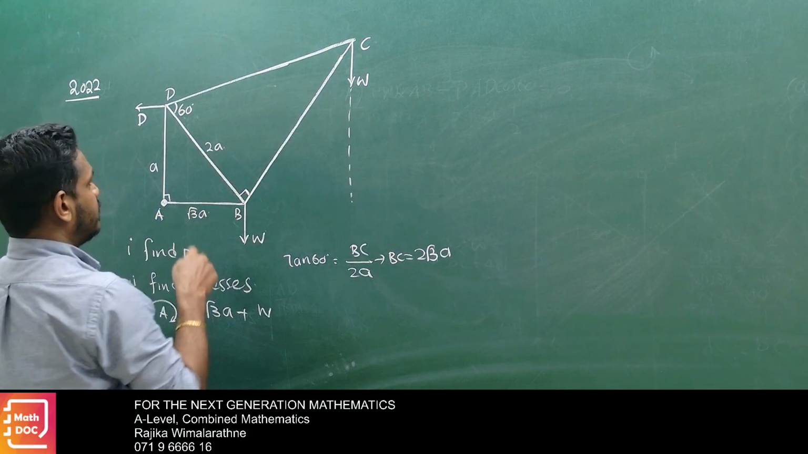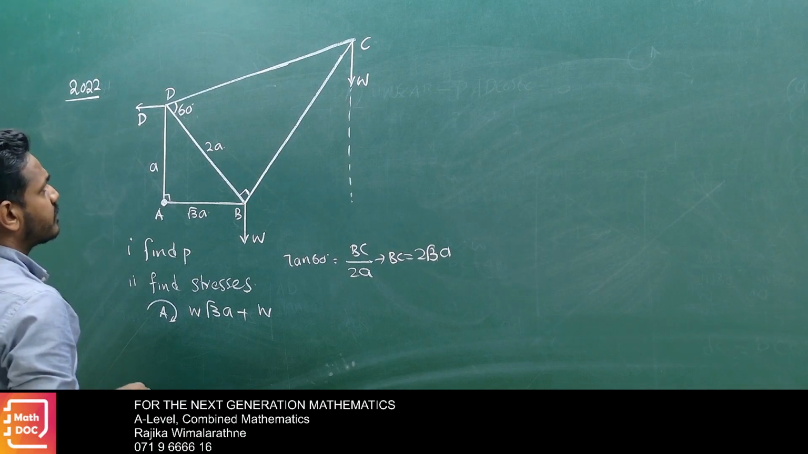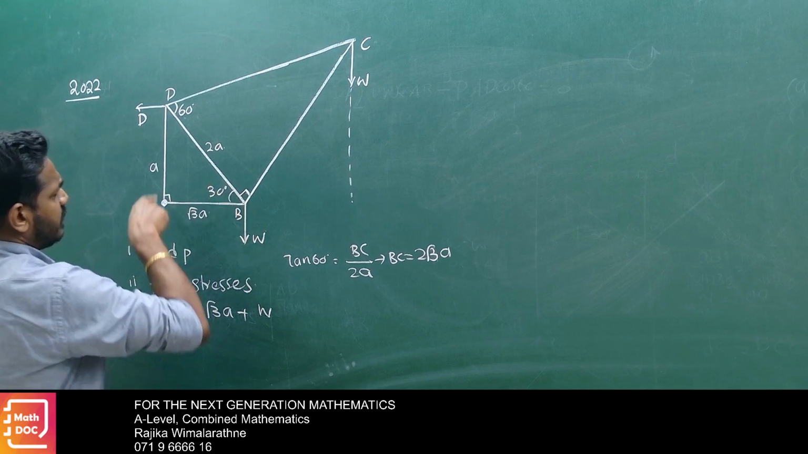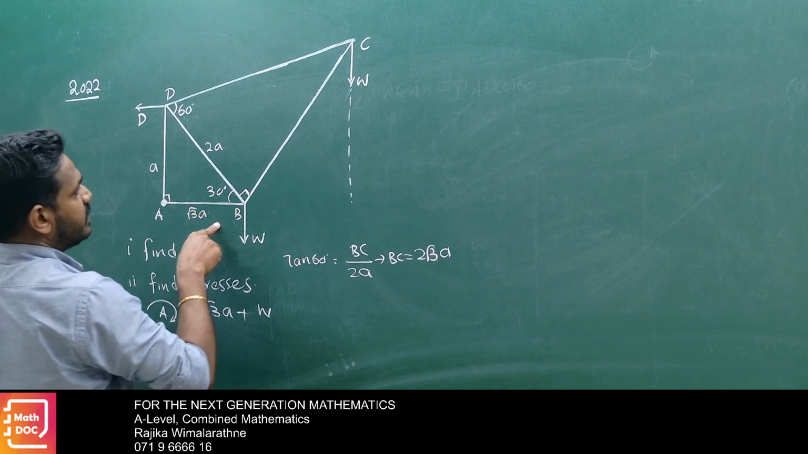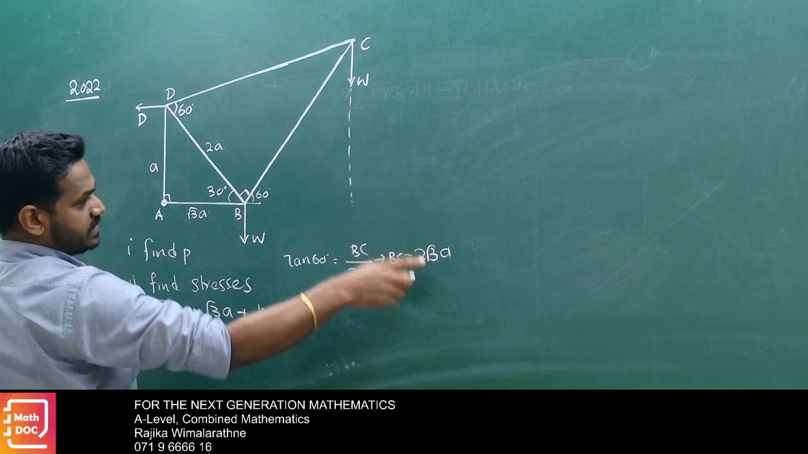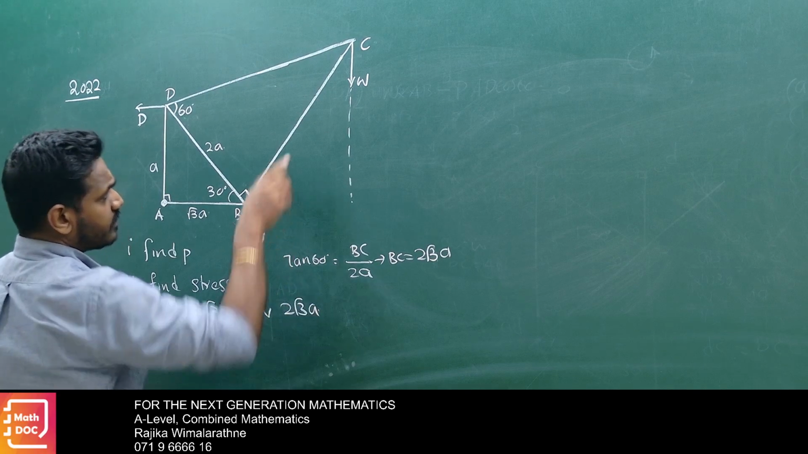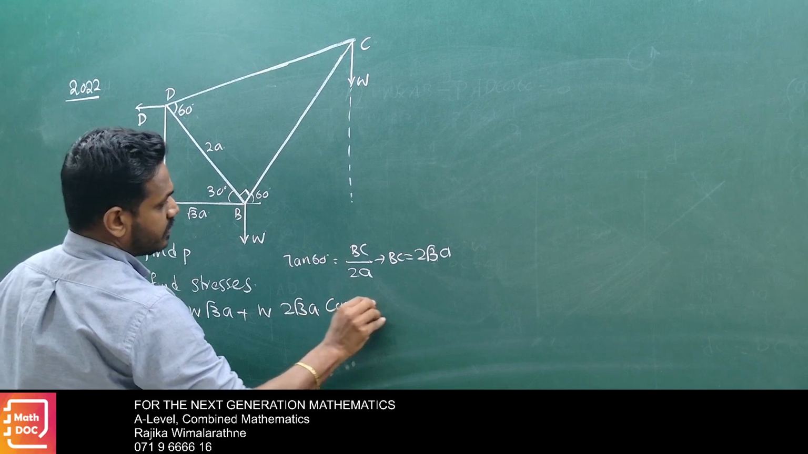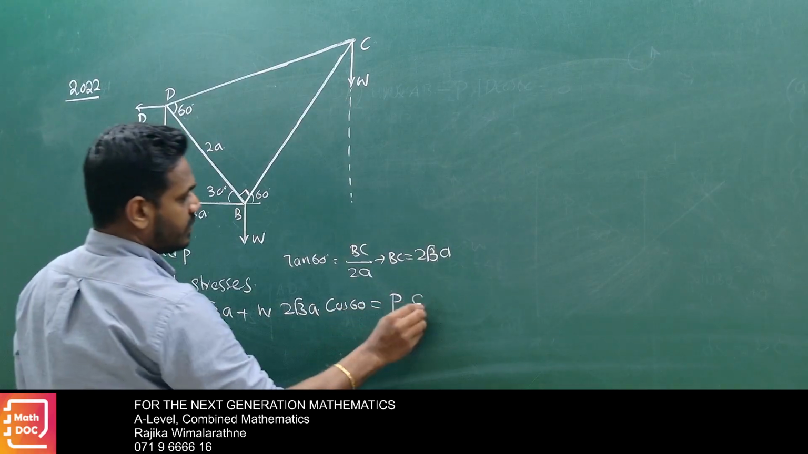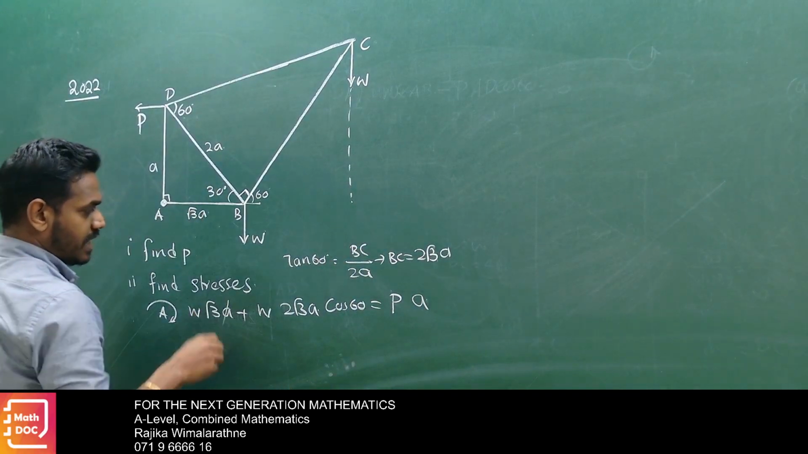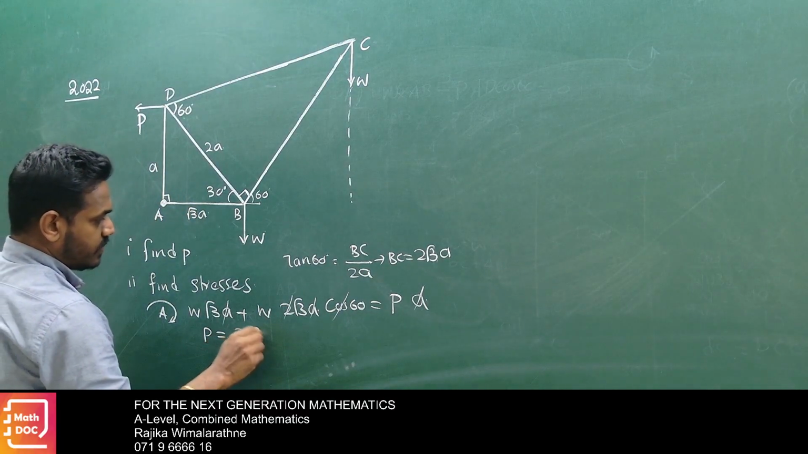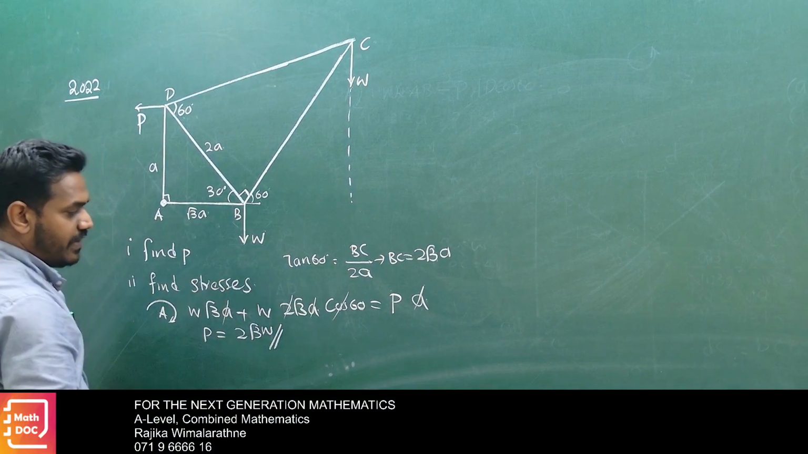Then BC here 60. Here 30. Tan 30 equals A over root 3, no? 90, here 60, no? Then here BC 2 root 3. Cos 60 equals P times the perpendicular distance A. Now simplify. Cancel A. Then P equals 2 root 3 W, no? P value is 2 root 3 W.